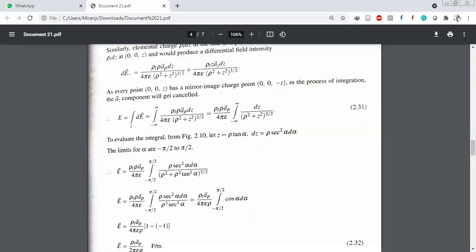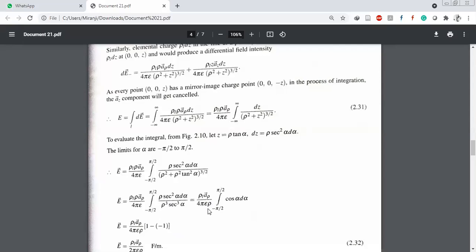By changing the integration variable, E equals rho_l a_rho by 4 pi epsilon times the integral from minus pi/2 to pi/2, where minus infinity is replaced with minus pi/2 and plus infinity with plus pi/2. dz is rho secant squared alpha d alpha; substitute here over (rho squared plus z squared), where z is replaced with rho squared tan squared alpha, to the power 3/2. Simplifying, the denominator is rho cubed secant cubed alpha, and 1 plus tan squared alpha is simply replaced with secant squared alpha.